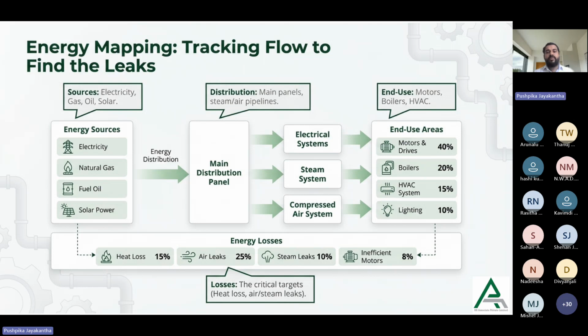And then the end users. End use systems include the equipment that directly consumes this energy. They also can have energy losses due to leakages, heat losses, and inefficient equipment. Identifying these losses is a critical step in energy performance improvement. And for that, mainly energy audits and monitoring systems help to detect those losses very effectively.